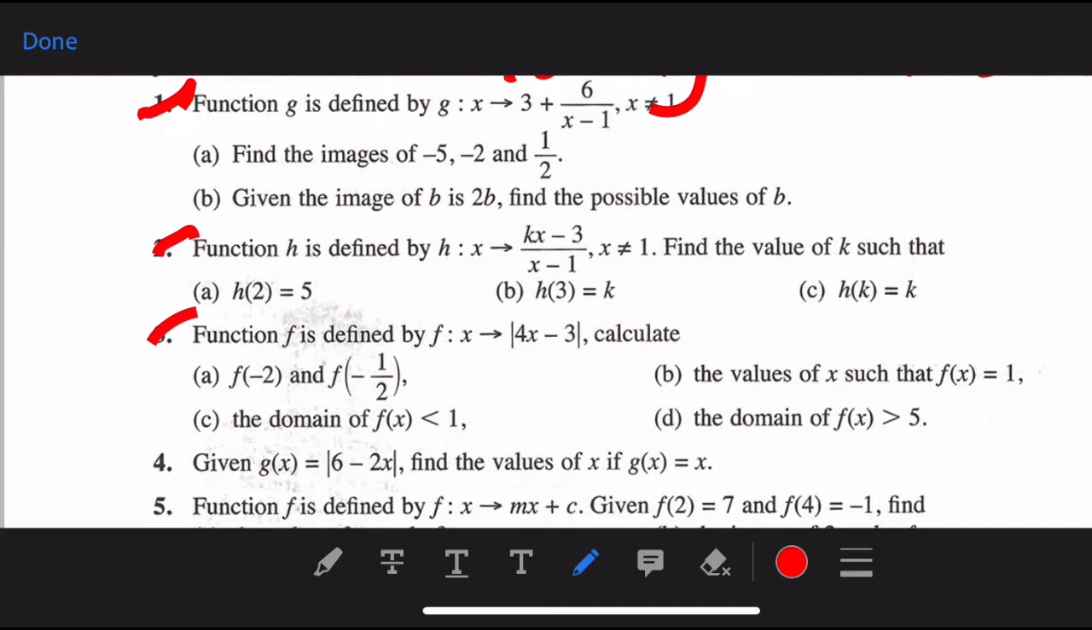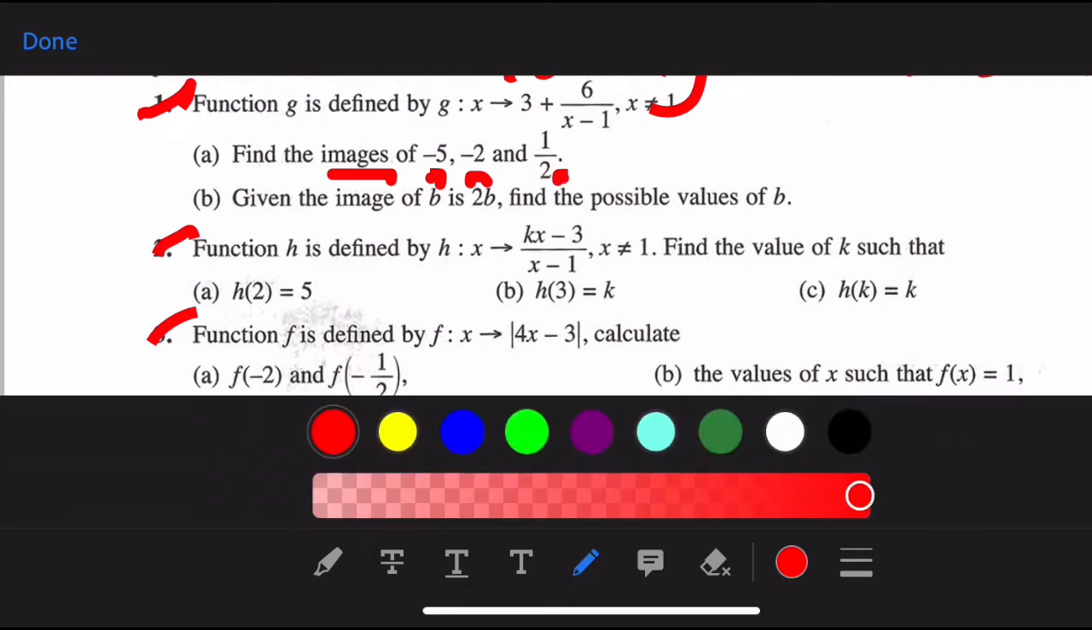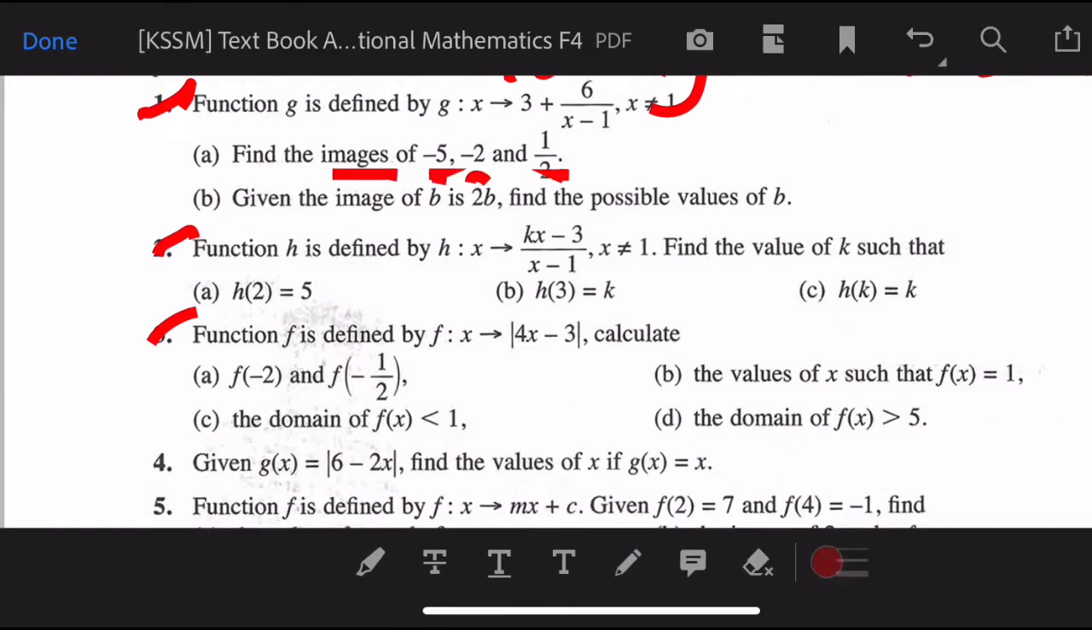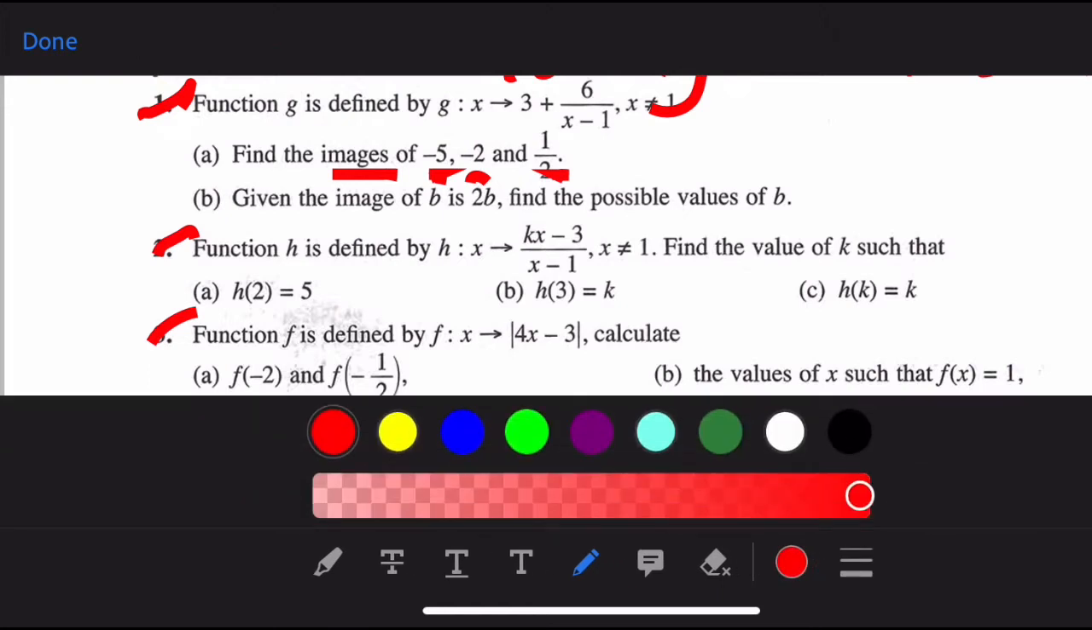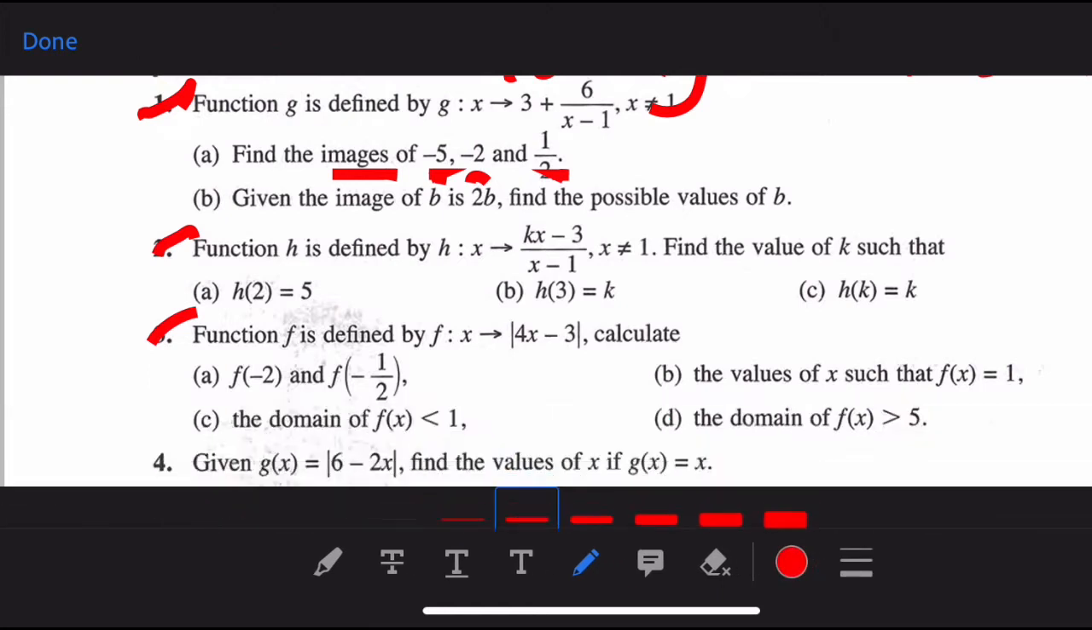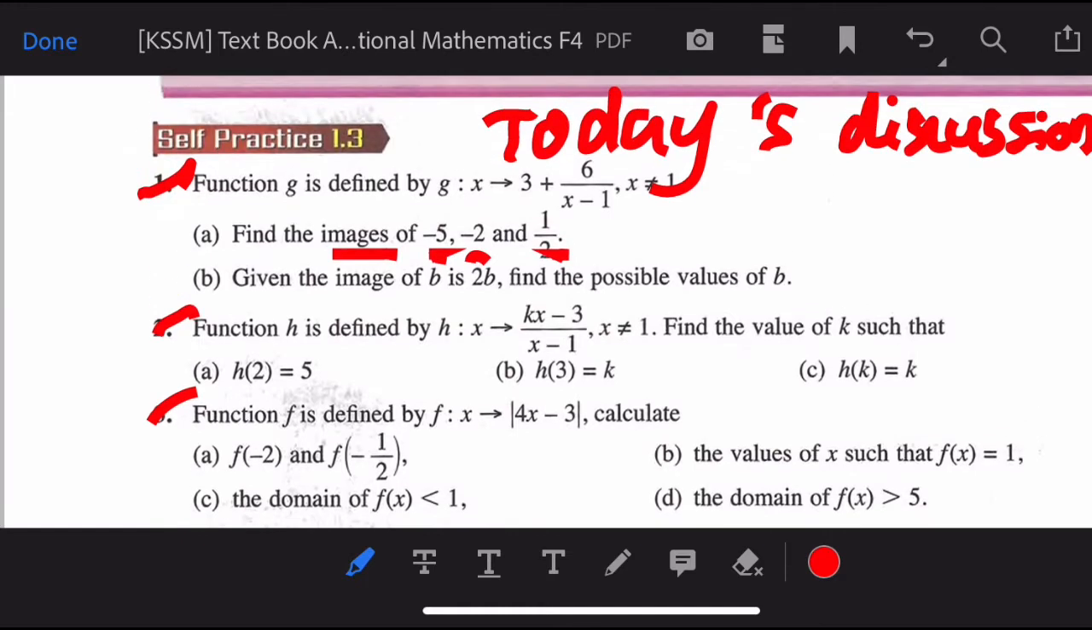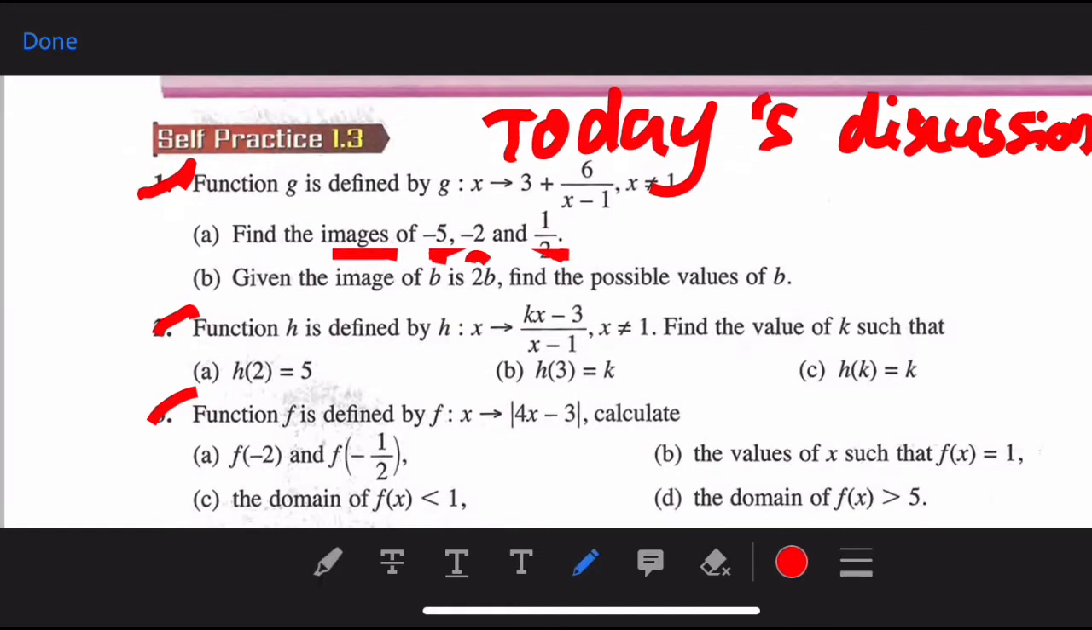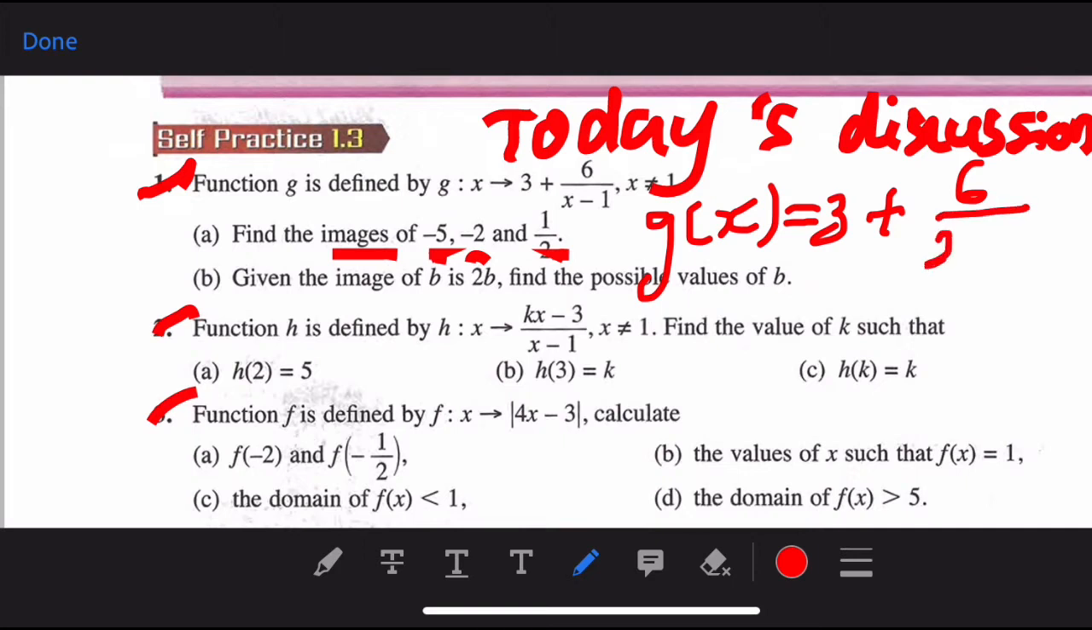For the first question, we actually need to find the images, when they give you the objects -5, -2 and half, right? So I'm going to explain to you using the video teaching. Hopefully it can help you. I'm sure many of you who missed a class were not sure how to do this, so it's okay, I can just explain to you right now.